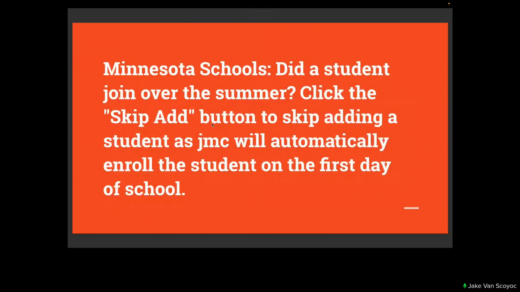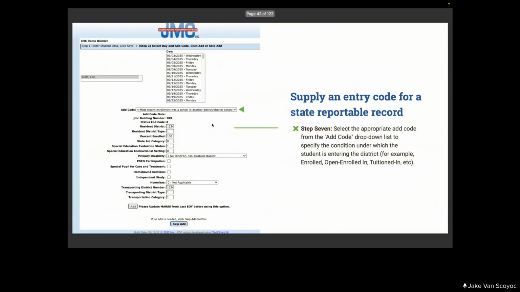Minnesota schools, did a student join over the summer? Click the Skip Add button to skip adding a student, as JMC will automatically enroll the student on the first day of school. We're just following the state guidelines for adding new students to school. In the great state of Minnesota, you don't need an add code for the first day of school. Every student is given the same add code.